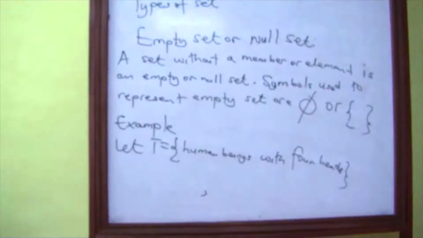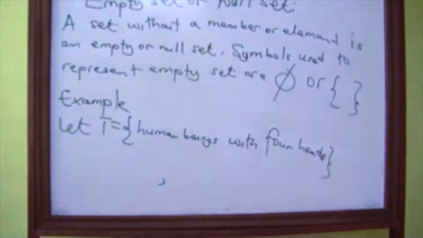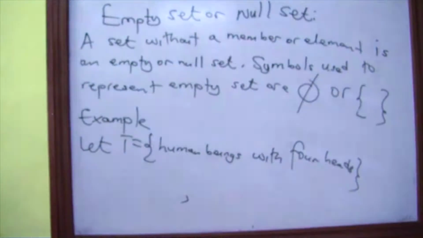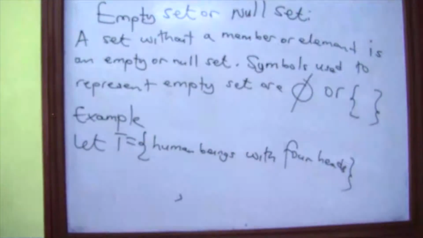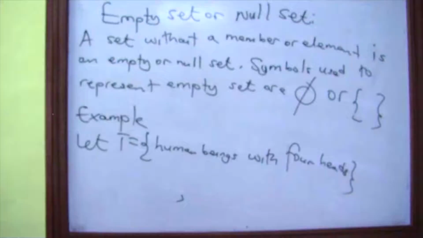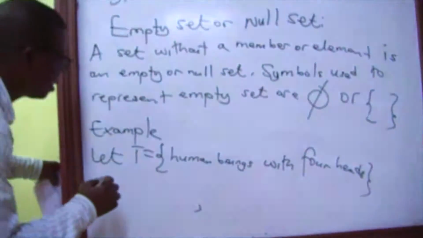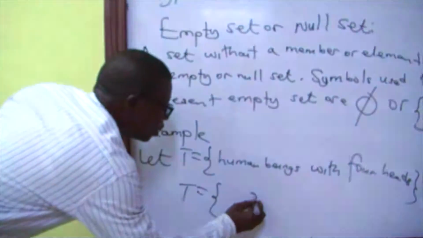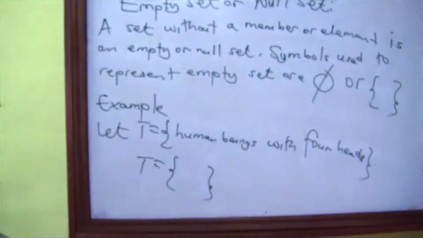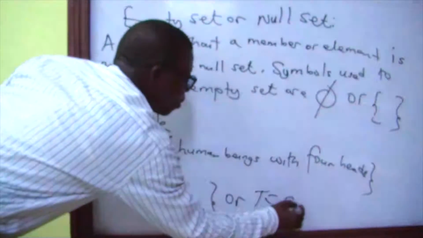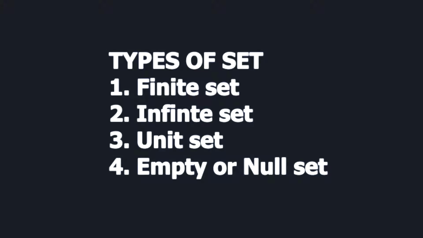Let's quickly take this example. T is equal to the set of human beings with 4 heads. Have you ever seen a human being with 4 heads before? You don't call it a human being again. It has become a monster. So it's an empty set. We write T is equal to the empty set symbol, or we write T is equal to empty curly brackets. Either is true.